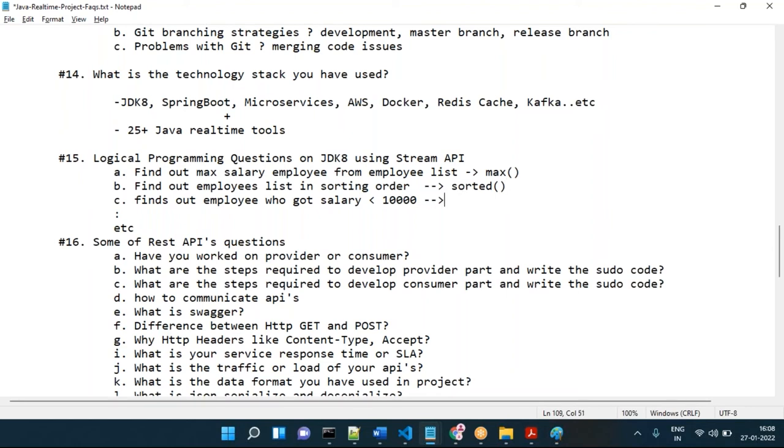Earlier you had to write huge logic, but using the stream API you don't need to write logic. Your stream API will take care of it, team. You have to use a method called filter in the stream API.